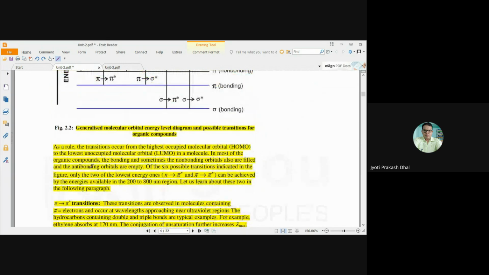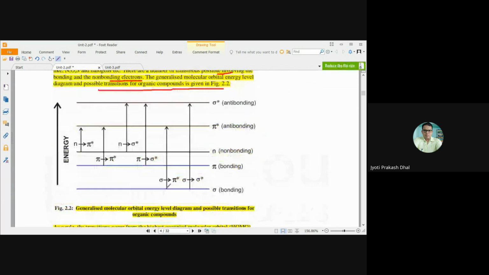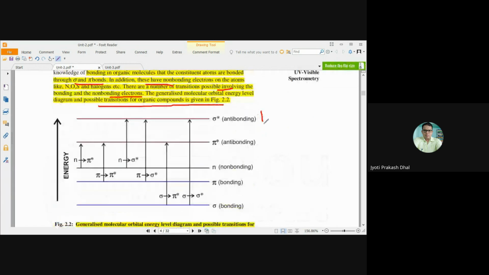Now, as per the rule, the transition occurs from the highest occupied molecular orbital, called HOMO, to the lowest unoccupied molecular orbital, called LUMO, in a molecule. In most organic compounds, the bonding and sometimes non-bonding orbitals are filled and the antibonding orbitals are empty. Generally, you can see the antibonding orbitals have a higher energy state.